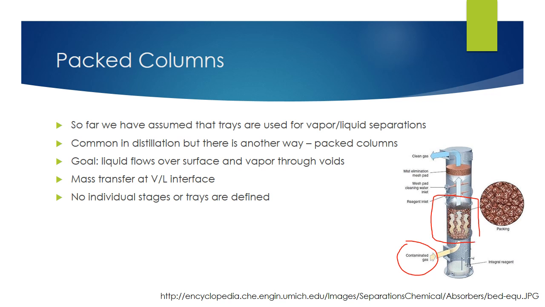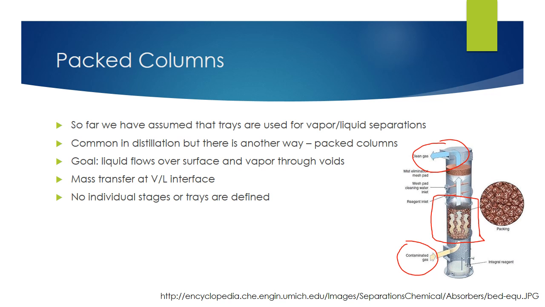And in this packing, you have some screens to hold it in place. But basically, it's a random packing of these little objects of a certain shape, and they're usually inert materials such as ceramics, plastics, or maybe metals like stainless steel. And then once you go through that packing, this is where the vapor-liquid contact is supposed to happen. And then above that, you get rid of any entrained liquid or anything else going on, and a clean gas comes out at the top.